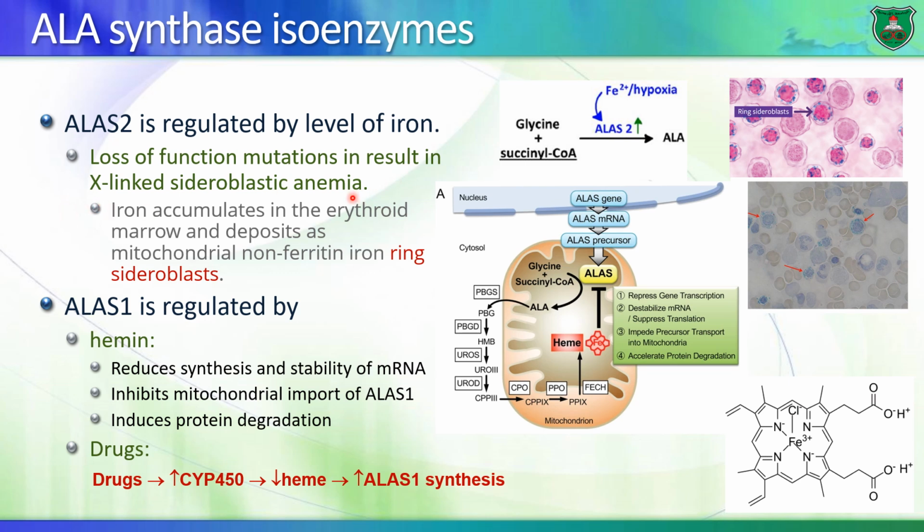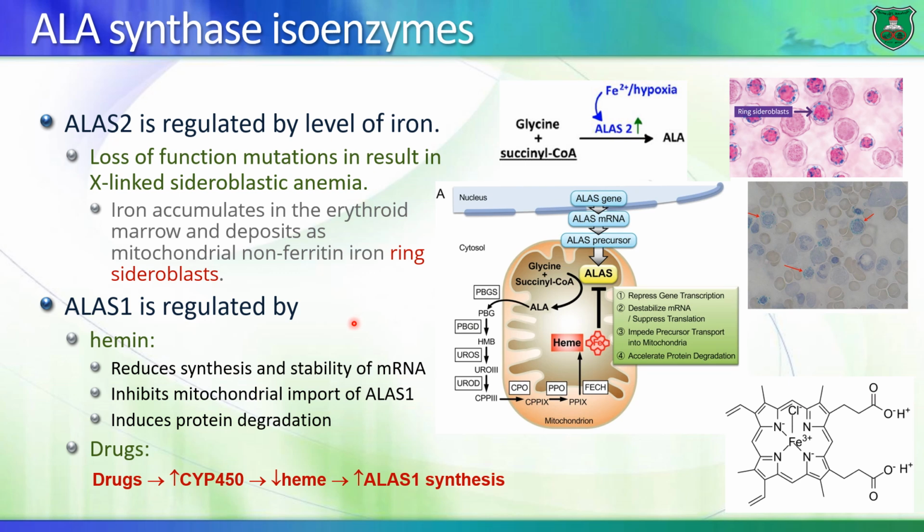as anemia, of course, because you don't have the production of hemoglobin, and it's specifically known as X-linked sideroblastic anemia. The reason is that histologically you have the production of a ring staining right here in the erythroid cells, and it's mitochondrial as well, and it's known as mitochondrial non-ferritin iron ring sideroblast. Okay, so you can see them here and here as well.